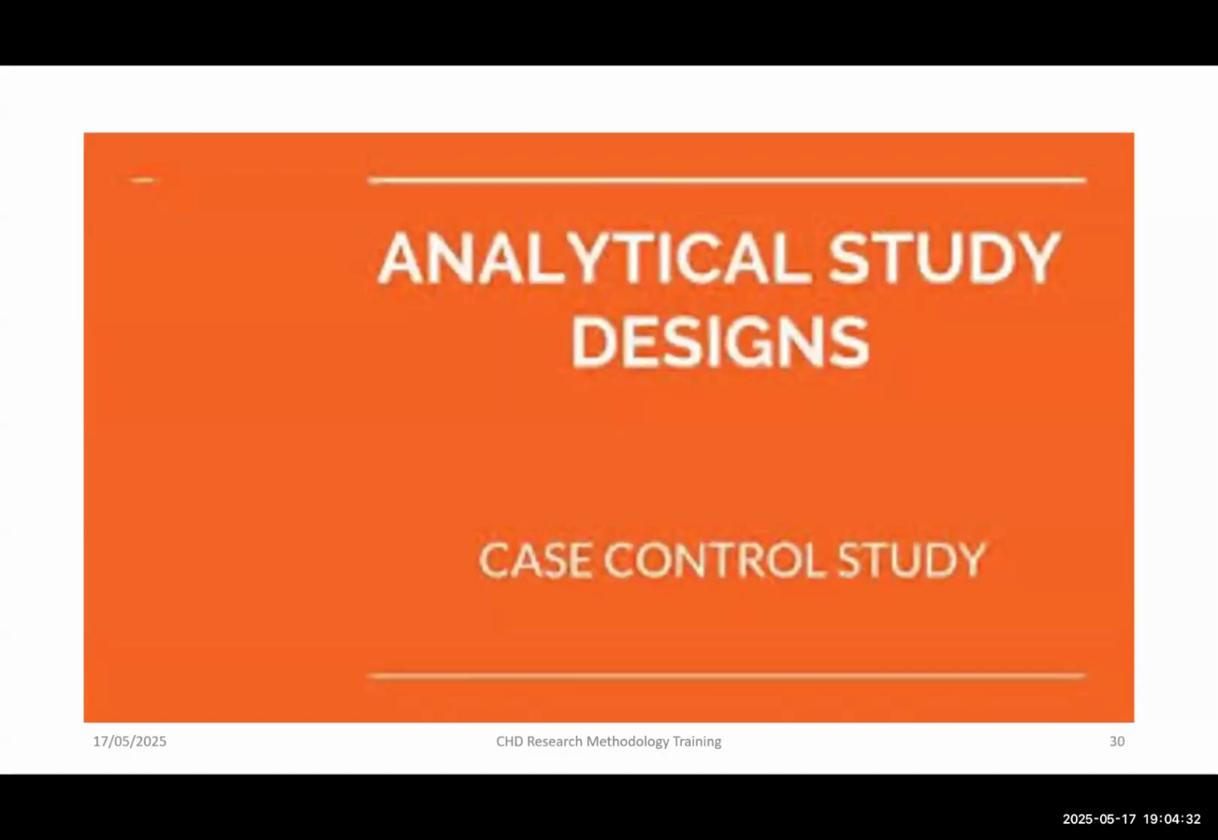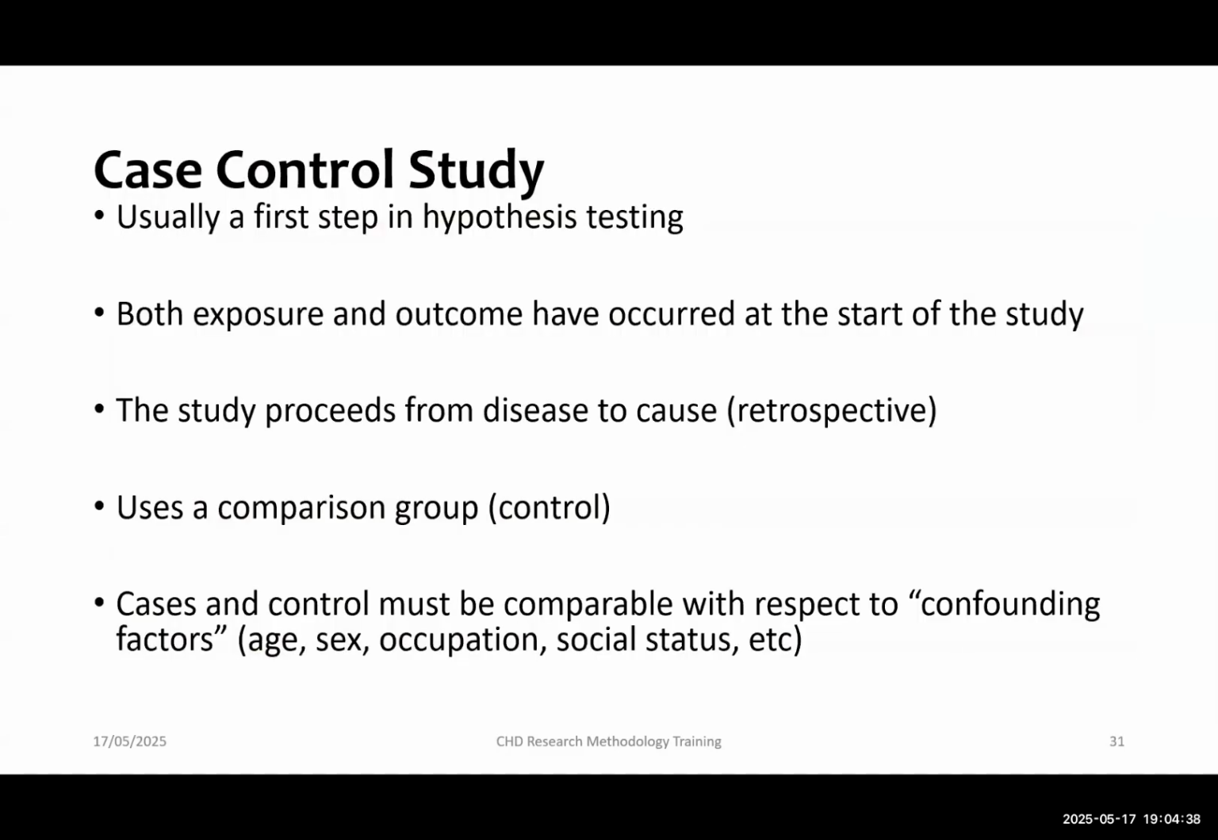So the other analytical study is the case control. What's a case control study? The case control is your first step in your testing. In a case control study, both the exposure and the outcome have occurred at the start of the study when the investigator or researcher comes in, like what you have in cross-sectional study. But what now happens is that the study progresses from the disease to the cause. So you have the cases, those who have that disease. Then you now have controls, those who don't have that disease. And those are your two comparable groups.